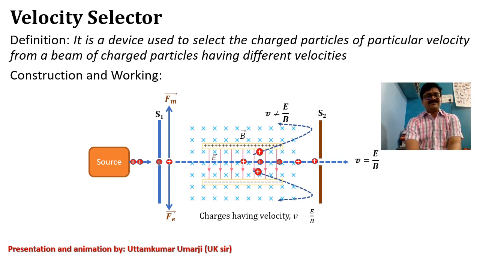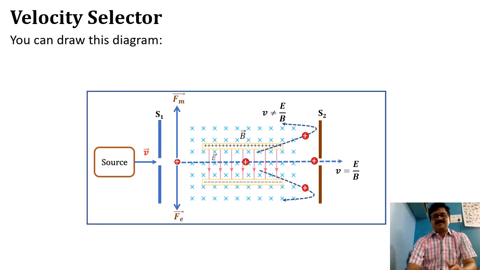Now, for you people, this diagram I am showing, kindly draw it in your notes. This diagram is going to be the schematic of the velocity selector. I hope this particular discussion on the velocity selector is clear to you all.